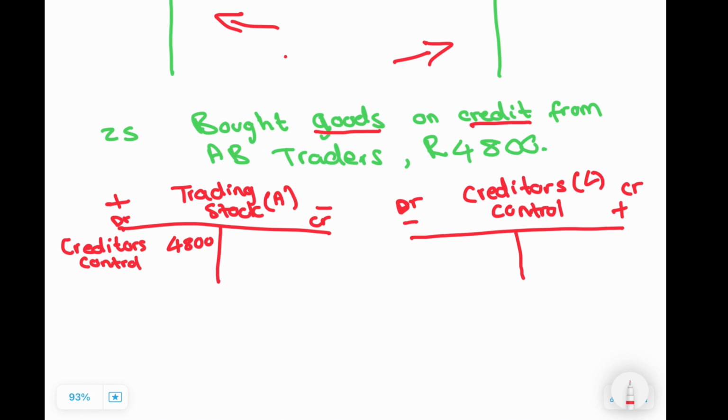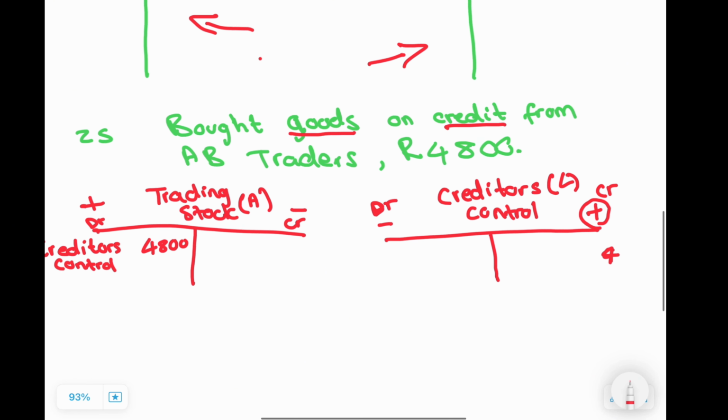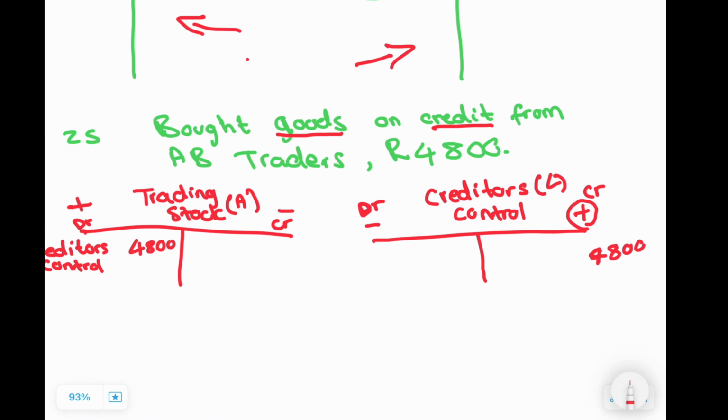Then, moving on to the creditors control account, you ask yourself the same question. What happened to my creditors control account? Is it increasing or is it decreasing? If we buy on credit, it means we are increasing our debt. Ultimately, our liabilities are increasing, right? So you go on the side that our creditors control is increasing on and you enter the amount. You are saying that we have increased our liabilities by 4,800. And what did we buy from these creditors? We bought trading stock.